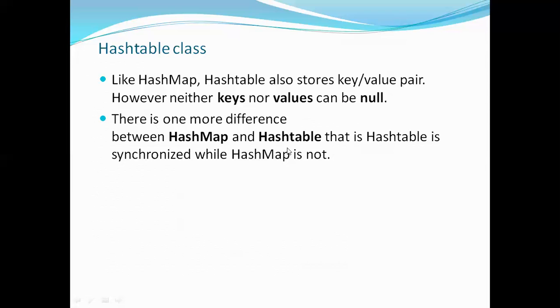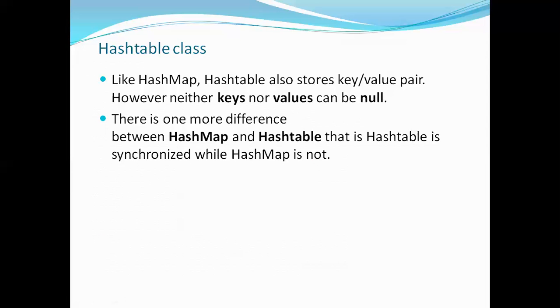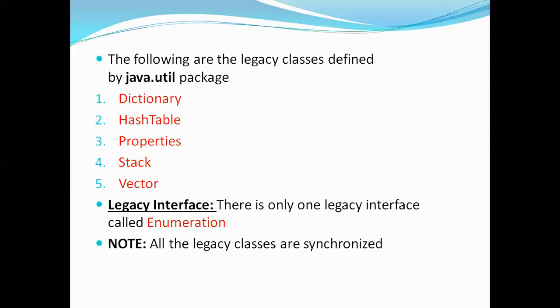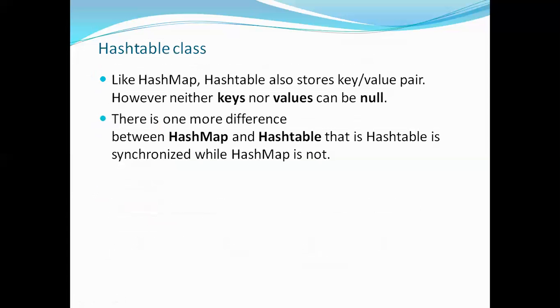Next, there is one more difference between hash map and hash table: hash table is synchronized whereas hash map is not synchronized. If you observe, till now we have seen in legacy classes the vector class and hash table. So we have seen these two till now, and if you observe, these two are synchronized actually. So that is the speciality. In the beginning itself we learned that all the legacy classes are synchronized. So here we have a note: all the legacy classes are synchronized. That's the difference. So now let's see the example for this.